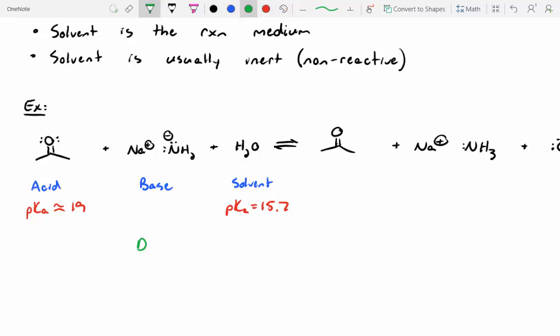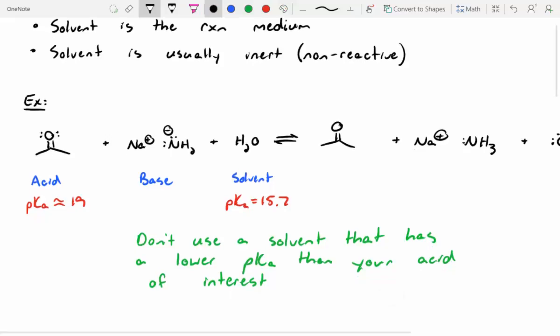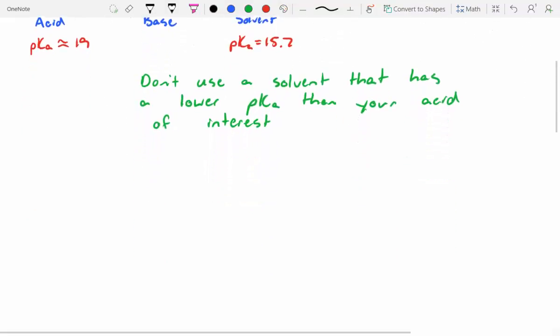We don't want to use a solvent that has a lower pKa than your acid of interest. Otherwise, you'll just deprotonate your solvent and your acid will be untouched. Instead, I'll show you guys a common example of a solution for this.